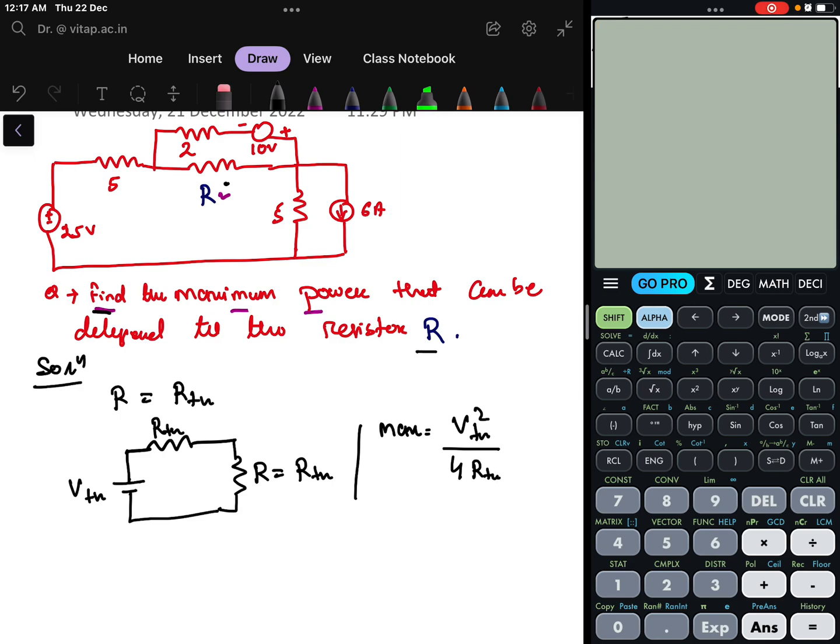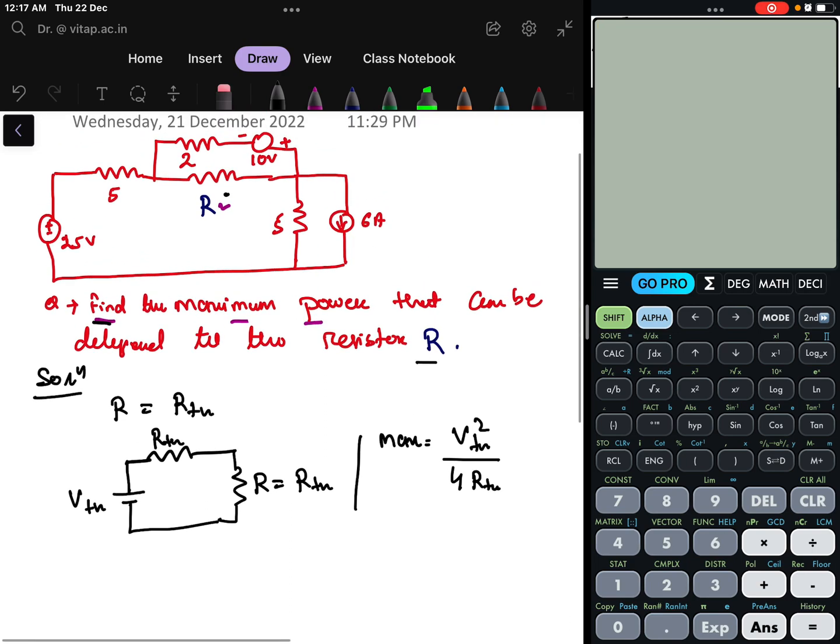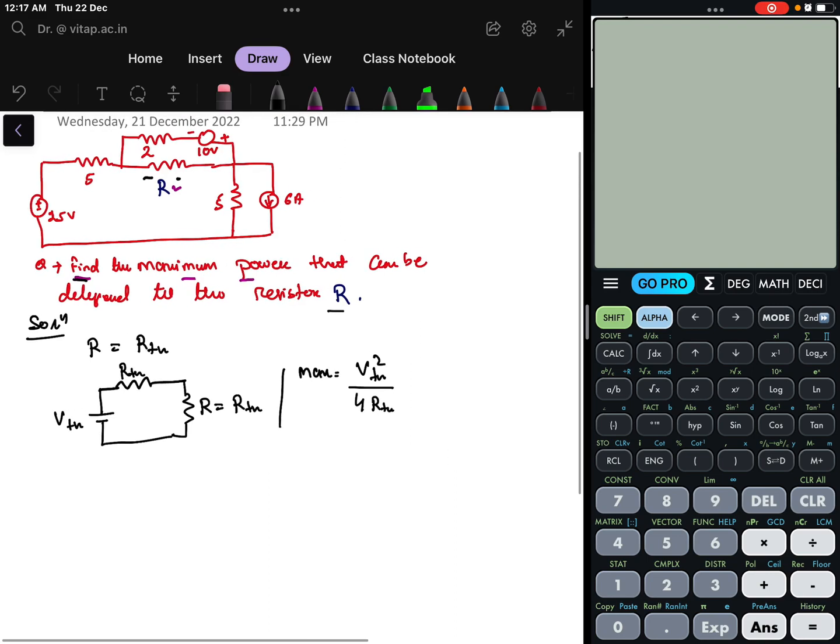So, first we have to find the VTH and RTH. Let us do that. What is the process? We need to remove this R resistance and then calculate the VTH and RTH both. If I remove the R resistance, what will the circuit look like? Let us see that.